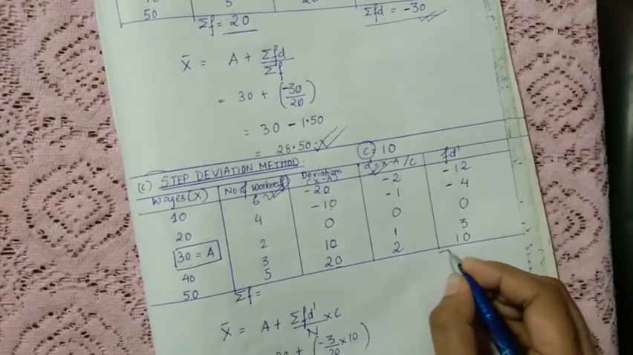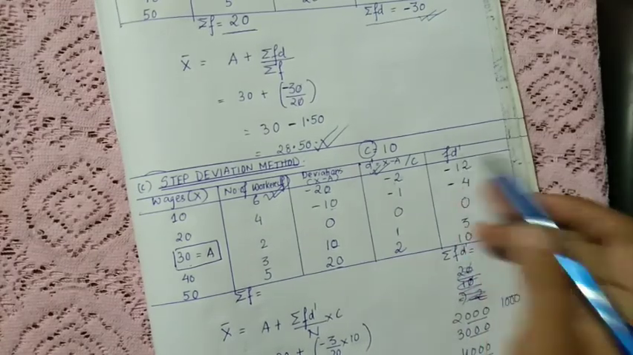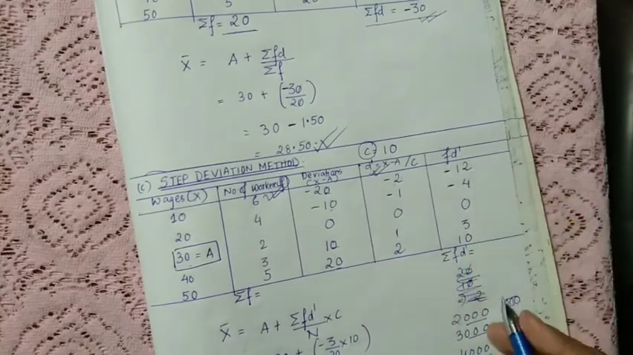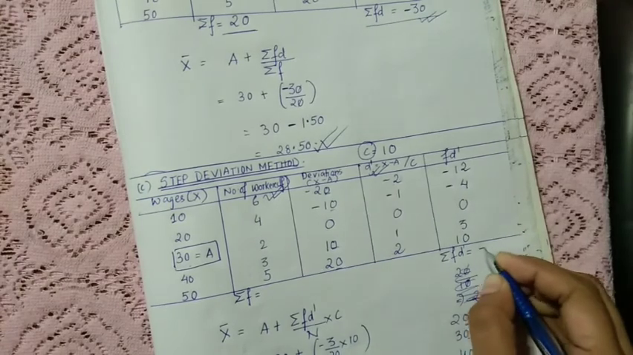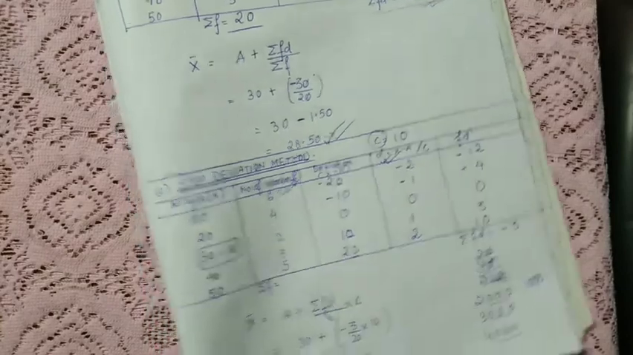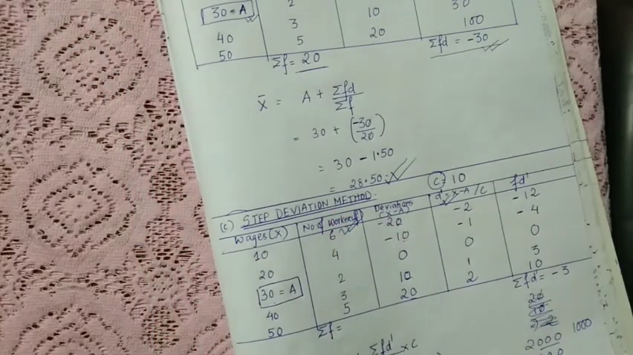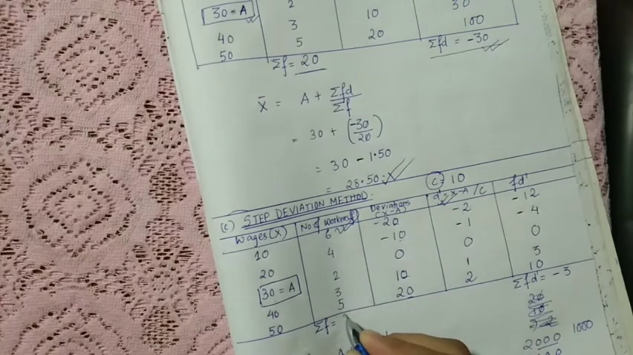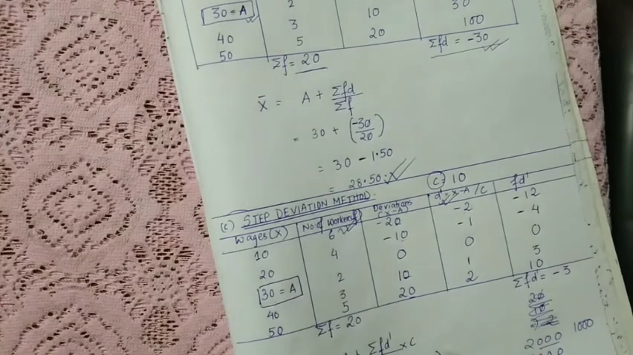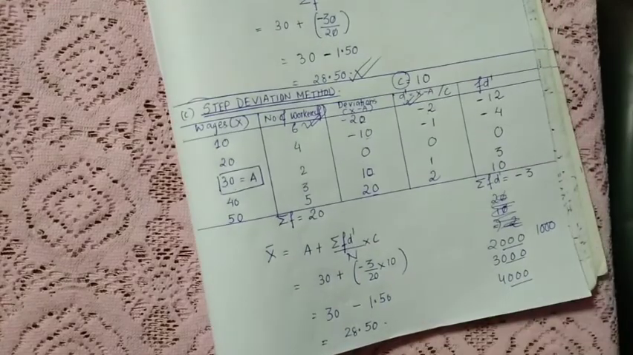Now we need to find the sum of fd dash. If we find the sum, we will get minus 3. Also we need to find the sum of the frequencies. If we add these numbers, we will get 20. So this will be sigma f. Clear? Now we will find the mean.